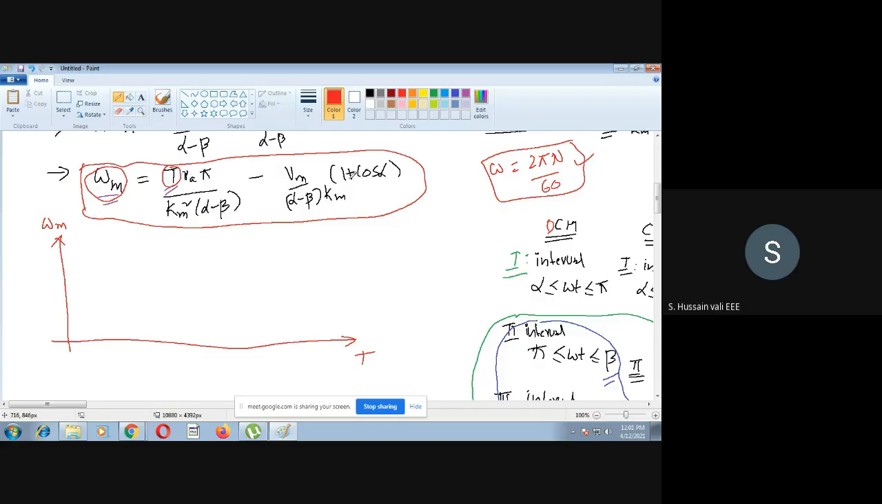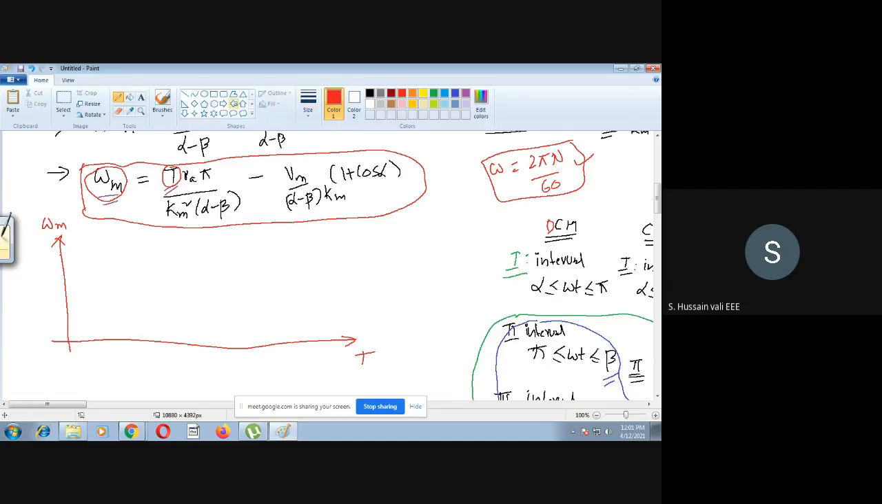Now you see here, the important thing is that you will get several graphs for different values of alpha. So I will draw here omega m versus T. It is nothing but a straight line. It's a straight line. So how you will do here is that, now one more thing you can understand here.